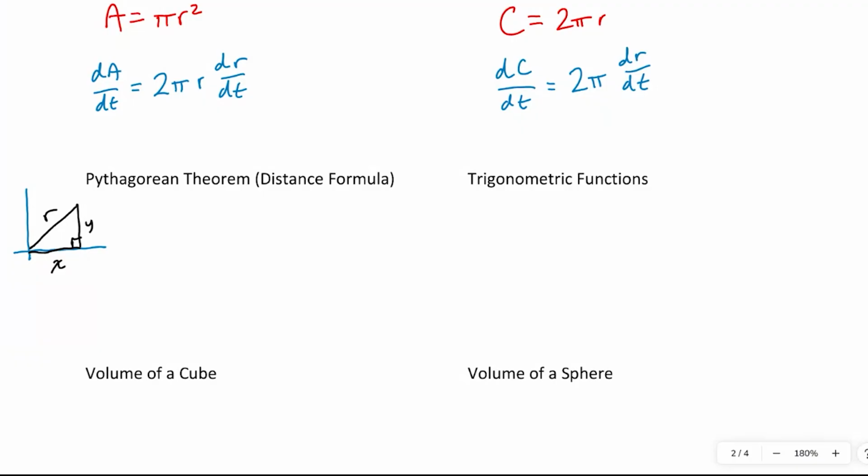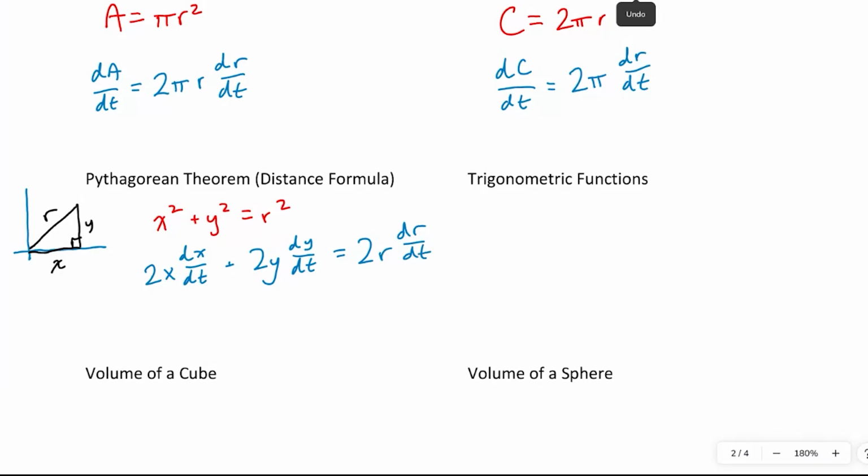So anyway, Pythagorean theorem here is x squared plus y squared equals r squared. And so if I want to know how these variables are changing related to each other, differentiate this with respect to time and get 2x dx dt plus 2y dy dt equals 2r dr dt.